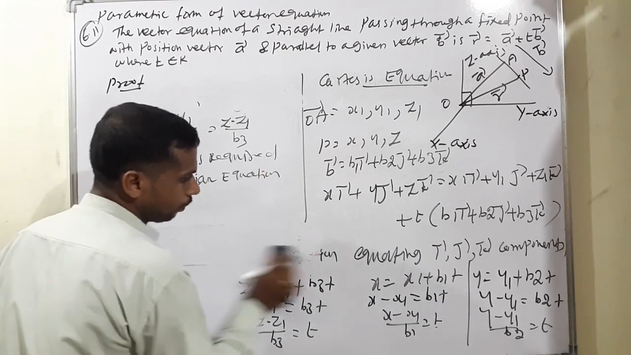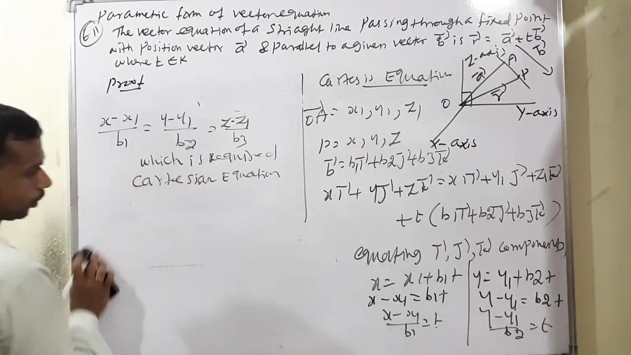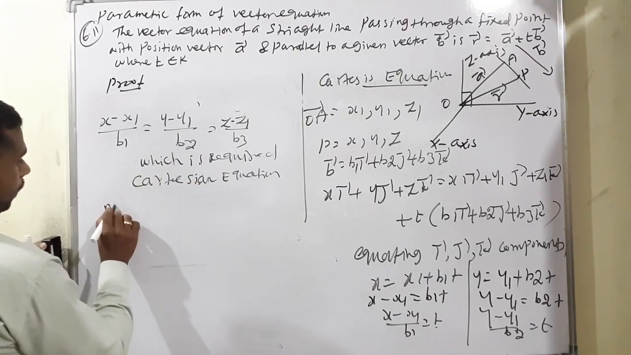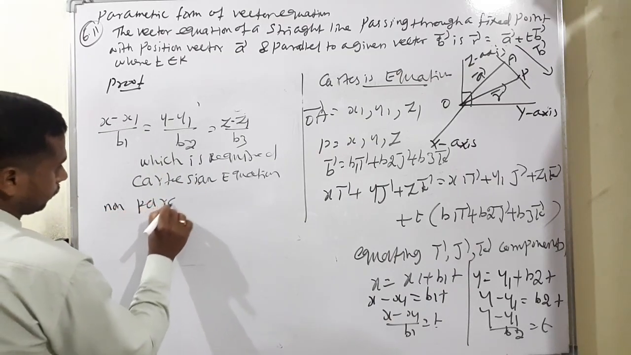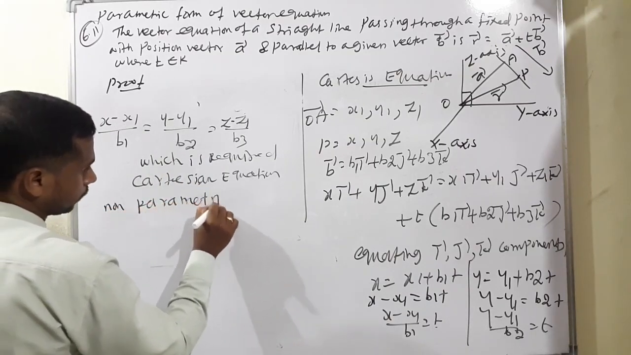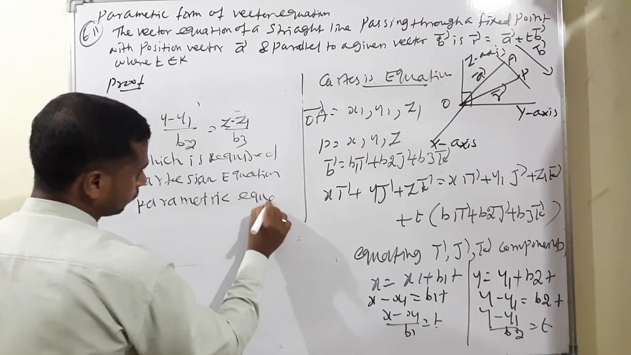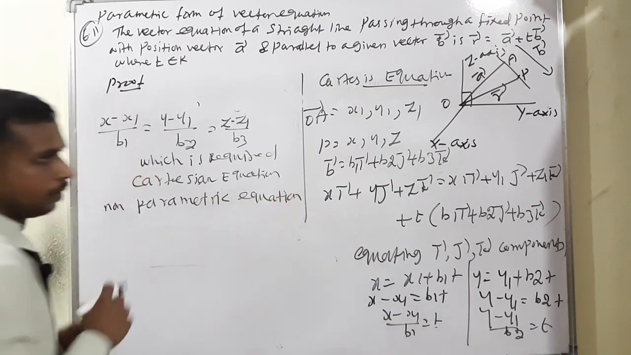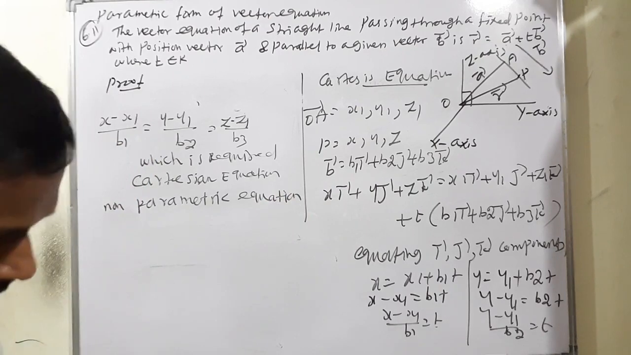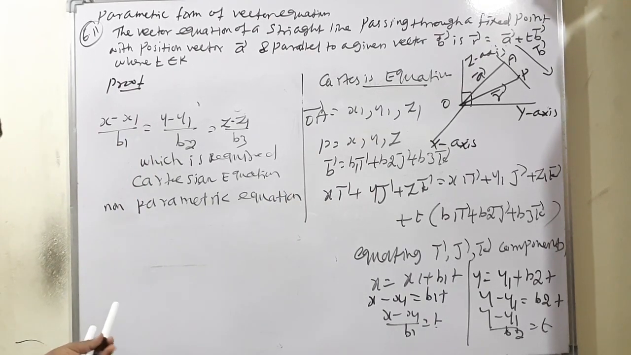Now the last condition, the non-parametric equation. Suppose the parametric equation is not given, what will happen? Non-parametric equation. So, non-parametric equation, look at there. Already the condition, what is the meaning?